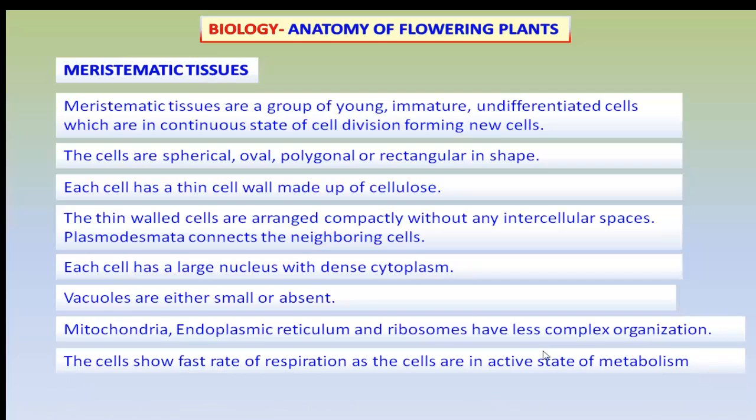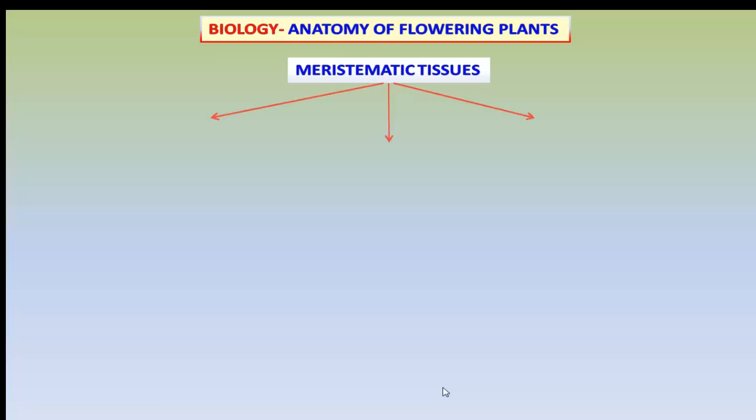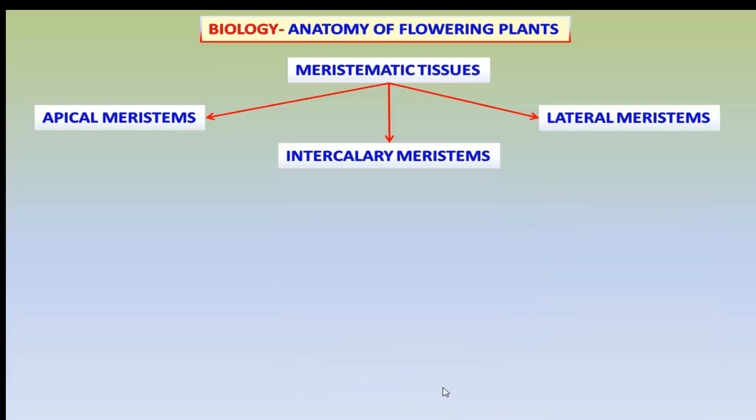The cells generally exhibit high rate of respiration because respiration releases energy, and that is required for cell metabolism and active cell division. Reserve food materials and inorganic crystals are generally absent in meristems. These meristems occupy certain definite spots in the plant body. Based on these positions, the meristems are broadly classified into three types, namely apical meristem, intercalary meristem, and lateral meristem.